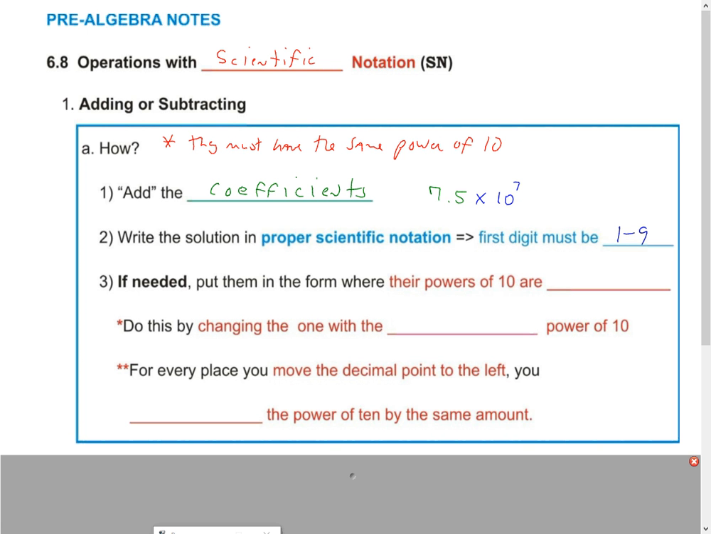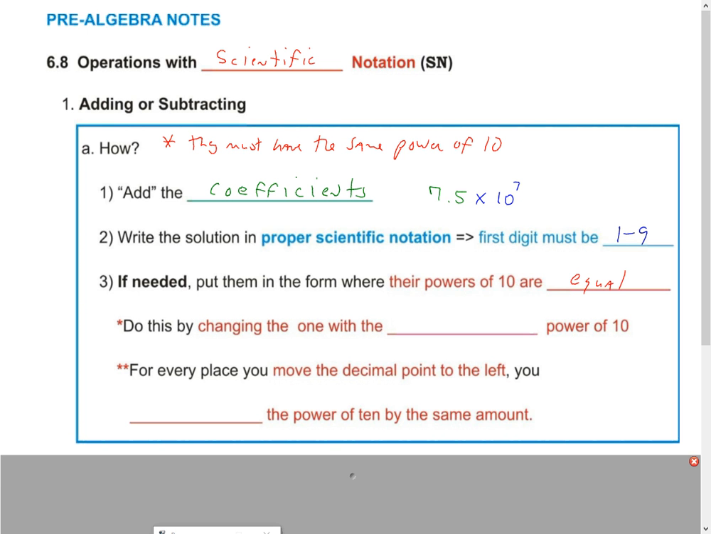So if we want to add or subtract this 7.5 times 10 to the 7th, we want another scientific notation number with whatever times 10 to the 7th. The powers need to match to be able to add them. You simply add or subtract the coefficients. What if they don't match? You have to make them match. That's the tricky part. So if needed, put them in the form where the powers of 10 are equal.